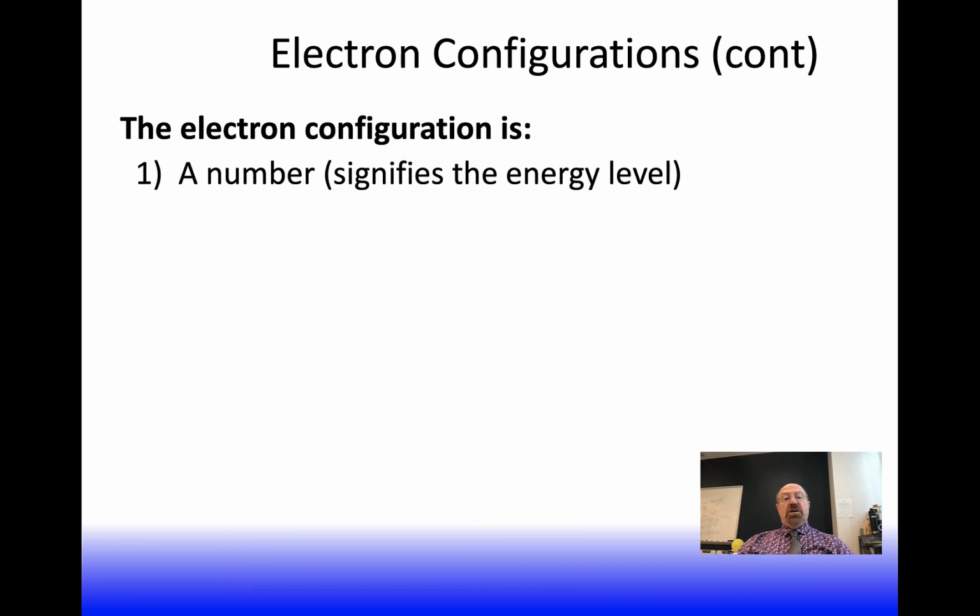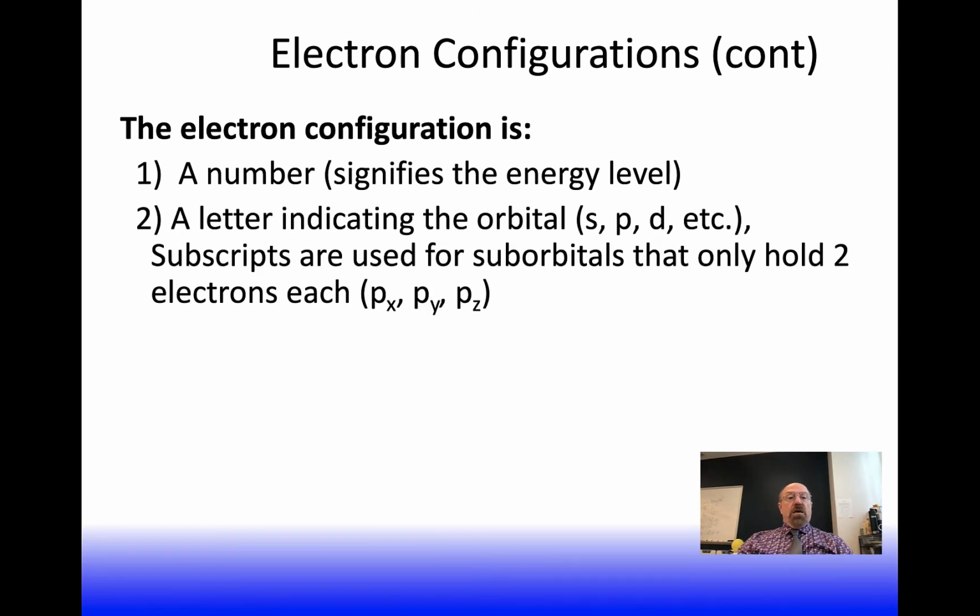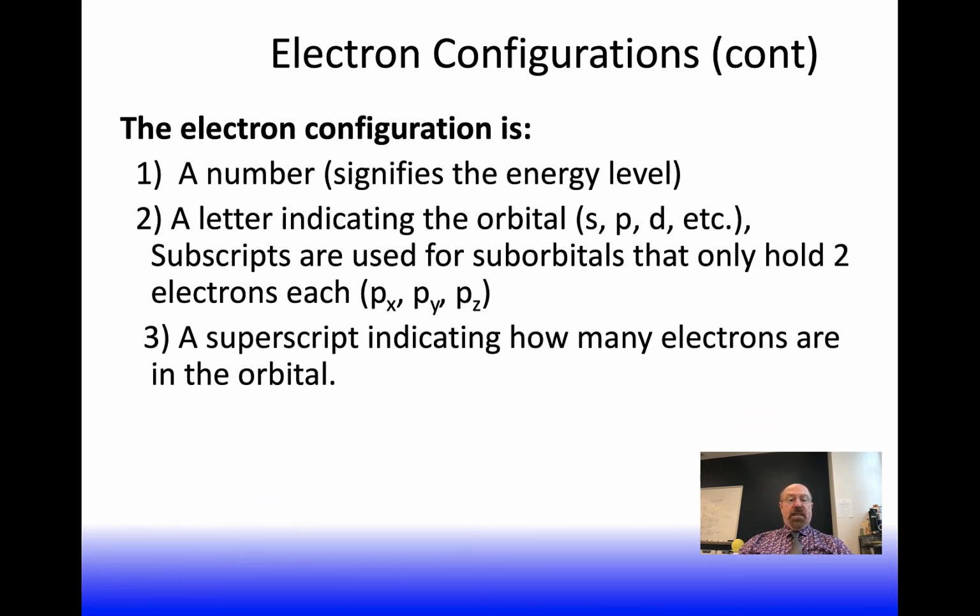So an electron configuration starts with a number that signifies the energy level. Look at your colored periodic table. The energy level is on the left. It also corresponds to the period the element is found in. The letter indicating the orbital is the second thing that you're going to have. If it's an S, it'll be S. If it's a P, it'll be a P. If it's a D, it'll be a D. We don't use the suborbital designations like X, Y, or Z, so PX, PY, or PZ. I mean, we don't use the subscripts. We just call it a P if it's a p orbital.